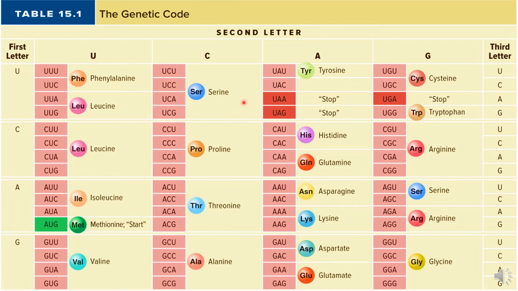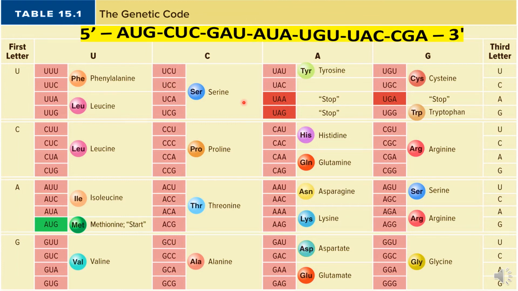Okay, so just to make this a little bit clearer, I'm putting up here the mature message that you made in the previous step. This is just the same message, 5' to 3', okay? So AUG, we know that codes for methionine. It's a start codon, but you can't get rid of it because it codes for an amino acid. So AUG, when we do our translation, instead of AUG there, we're gonna put MET.